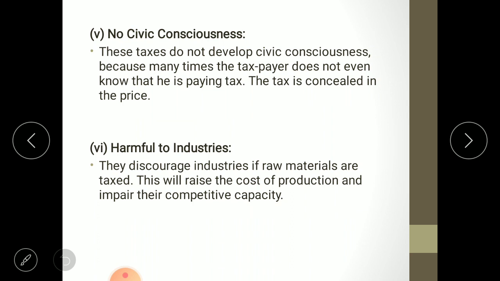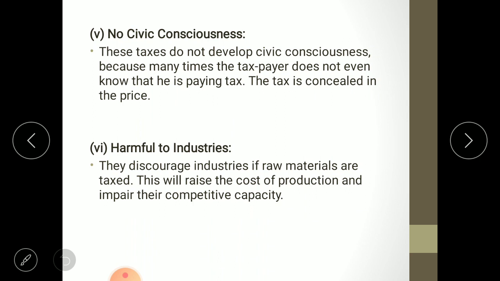Then the next one is harmful to industries. They discourage industries if raw materials are taxed. This will raise the cost of production and impair their competitive capacity. Harmful to industries means what?